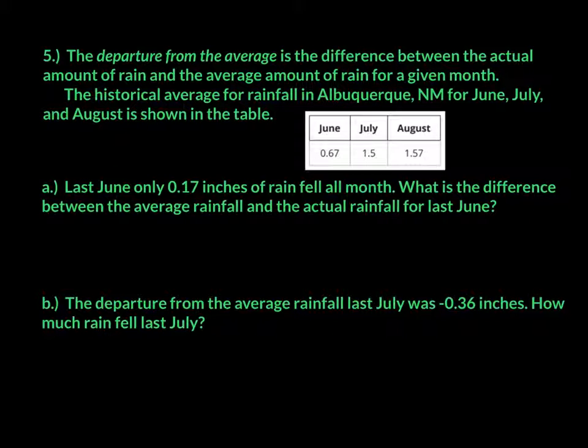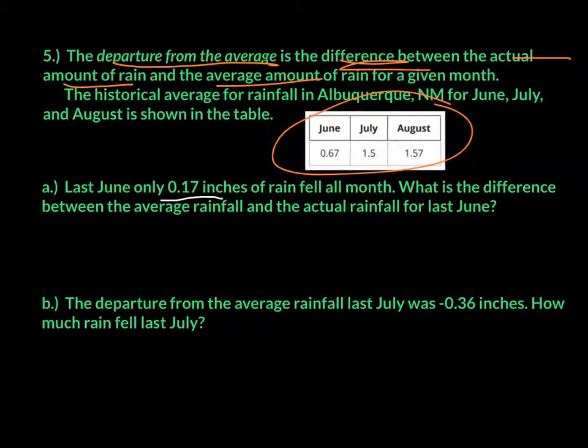Okay, so we have this funny term that we're not used to seeing, this departure from the average. I know that you should already have this in your terms: it's the difference between the actual amount, in this case the actual amount of rain, and the average for a given month. So here's our historical average for Albuquerque, New Mexico for June, July, and August. And then they tell us that last June only 0.17 inches, or 17/100 inches of rain fell all month. What is the difference between the average and the actual?